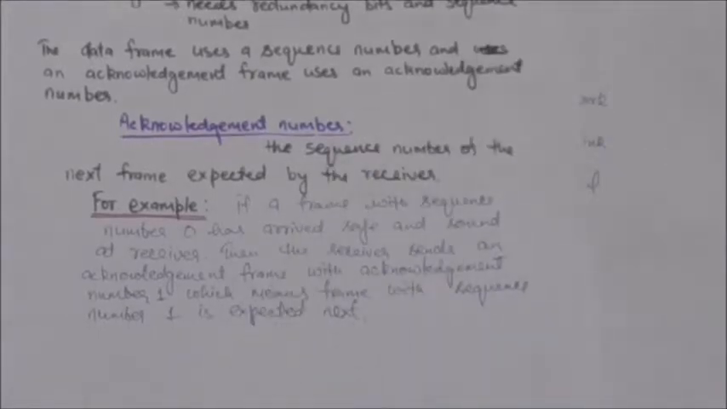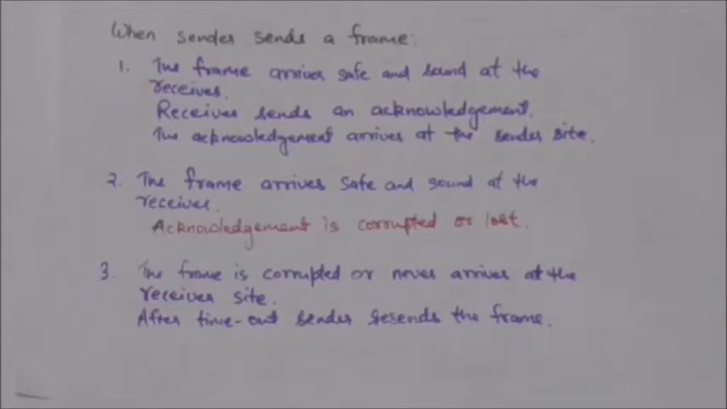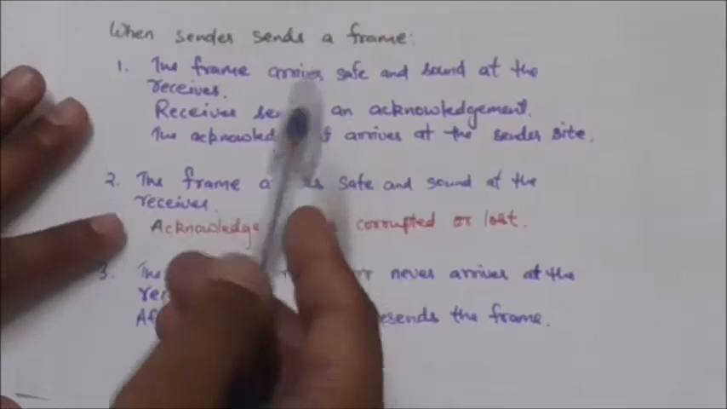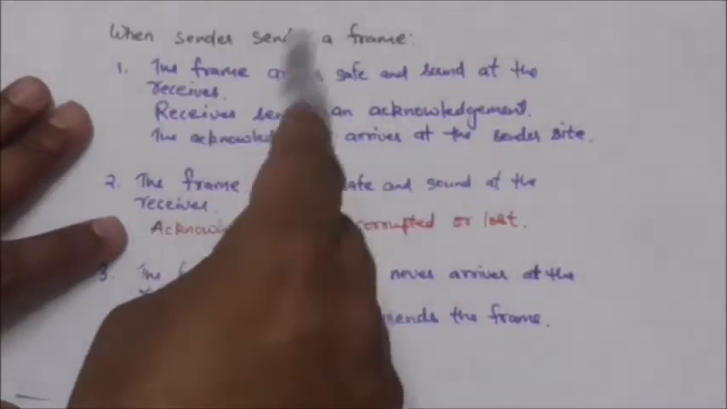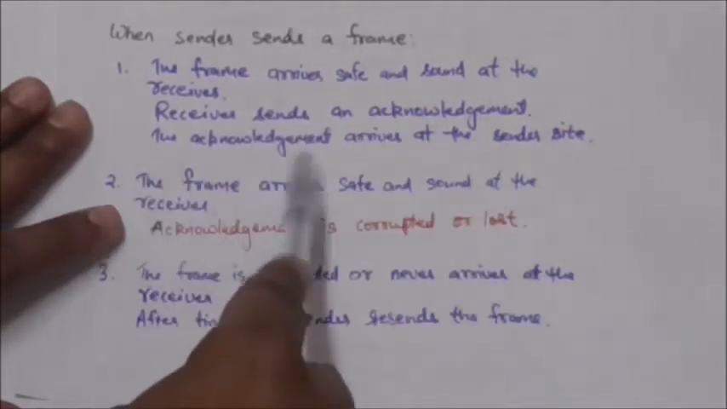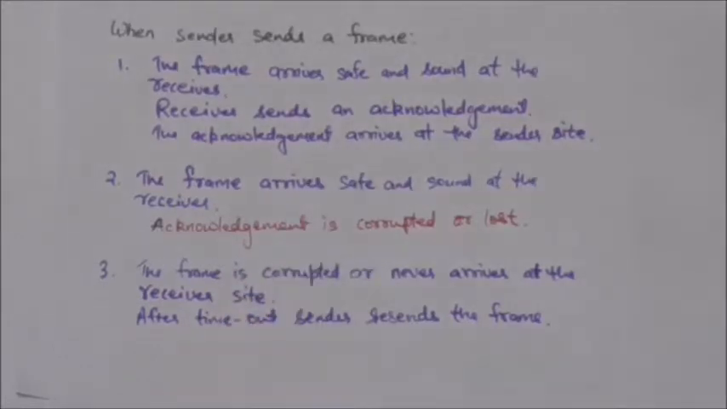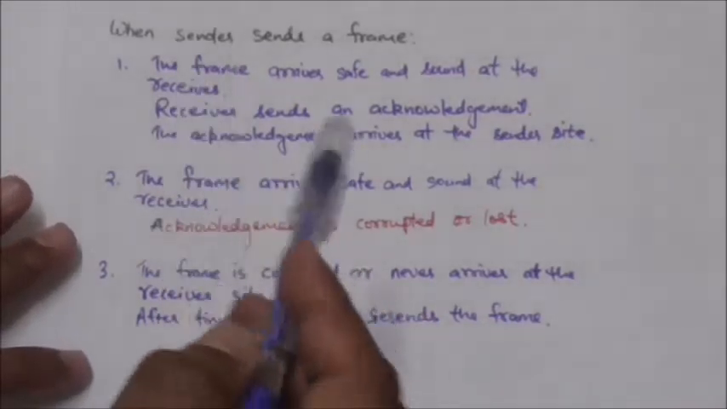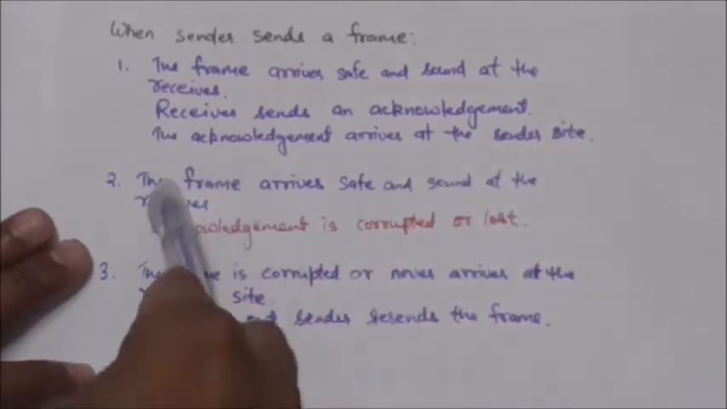When a sender sends a frame, three things can happen. One thing that can happen is that the frame arrives safe and sound at the receiver, and then the receiver sends an acknowledgement, the acknowledgement arrives at the sender, and then the sender sends the next frame.